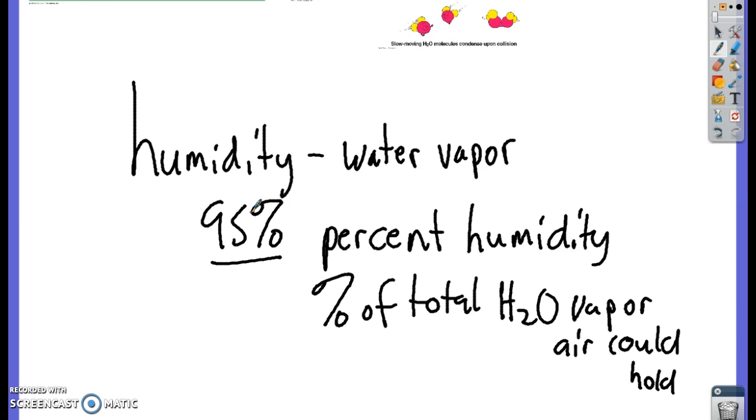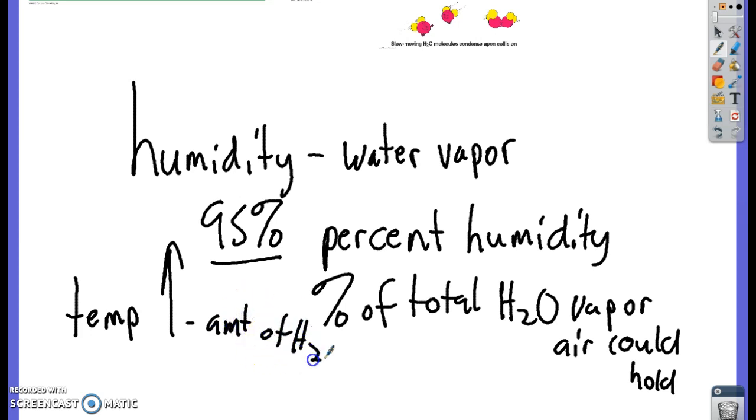Now notice this percent of what it could hold. How much it could hold depends on temperature. If the temperature goes up, if it's hotter, then the amount of water vapor that the air can hold increases. That's why we get hot, sticky weather in the summer, because the hotter it is, the more the air can hold. If it's colder, like in the wintertime, it can't hold as much.